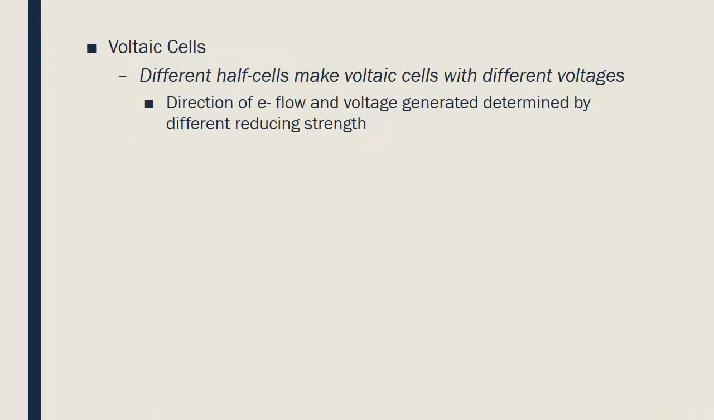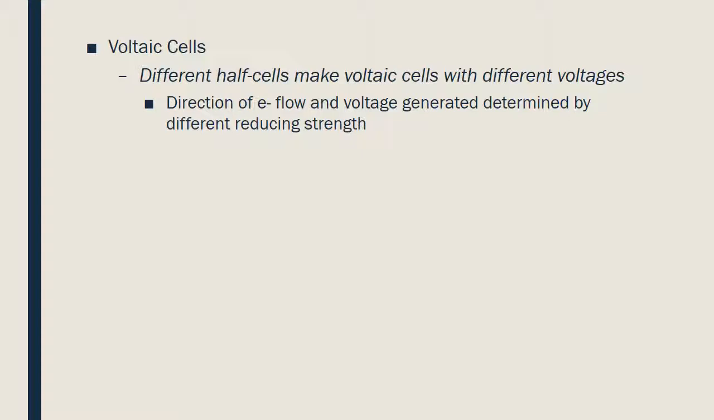So different half cells make voltaic cells with different voltages. It all depends on what's in those half cells. And the direction of electron flow and voltage generated is going to be determined by the different reducing strengths. Therefore, you need to look at and become very familiar with the reactivity series that are used. So we did zinc and copper, and we saw that that had a plus 1.10 volts.